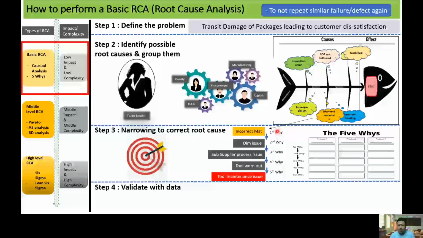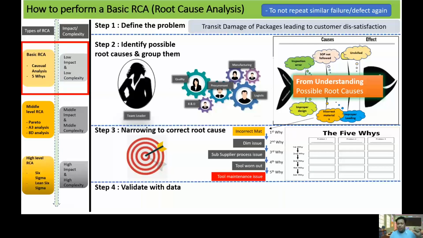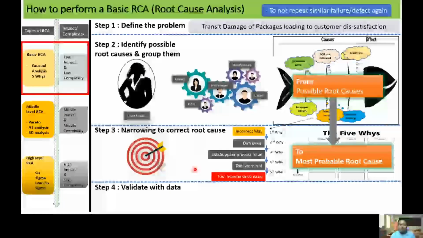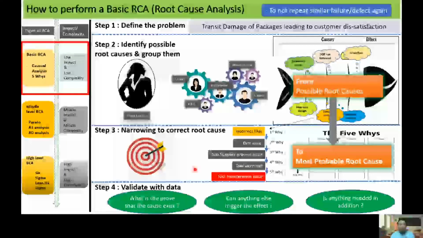So this is how the 5 Why analysis is carried out to reach the most probable root cause. If I want to summarize step 2 and step 3, I would summarize them as a journey from understanding possible root causes to reaching the most probable root cause. Once you have the most probable root cause, then the fourth step is to validate with data.